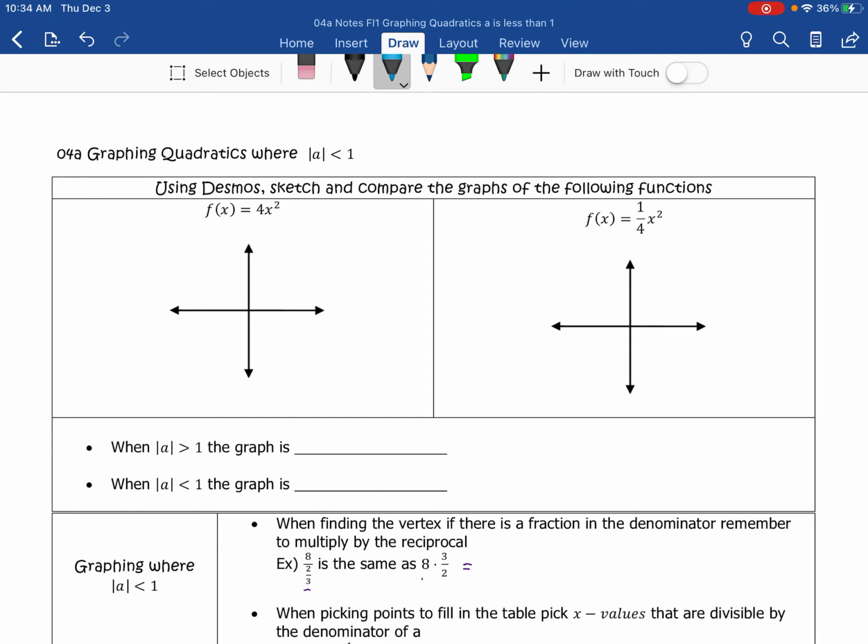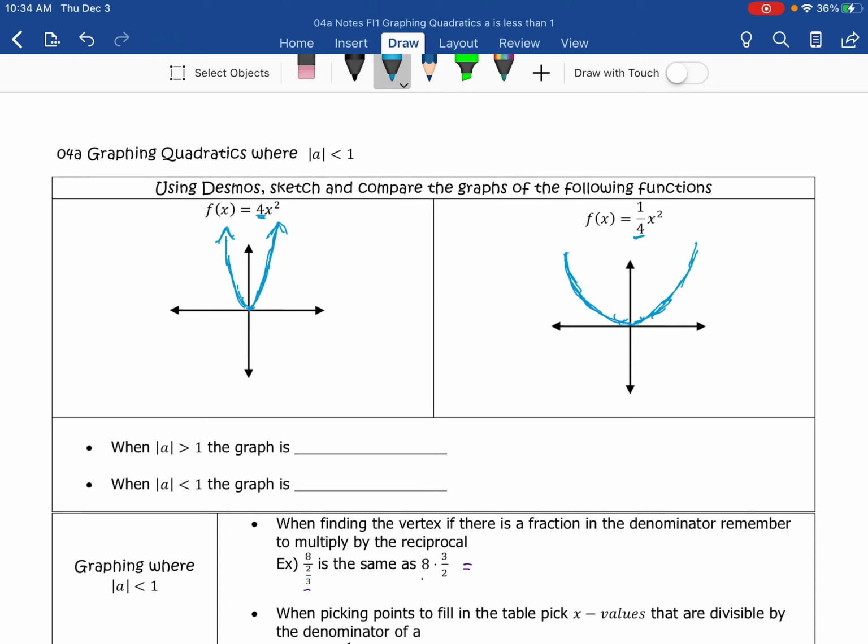So if we use Desmos to sketch y or f of x is equal to 4x squared, what you're going to get is kind of a narrower version. Okay, and that's because the graph goes up quicker. This right here is your slope. Your slope is going to be steep. For this one here, 1/4, you're going to get a much wider graph.